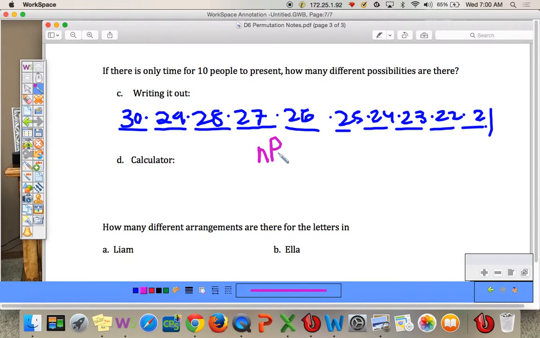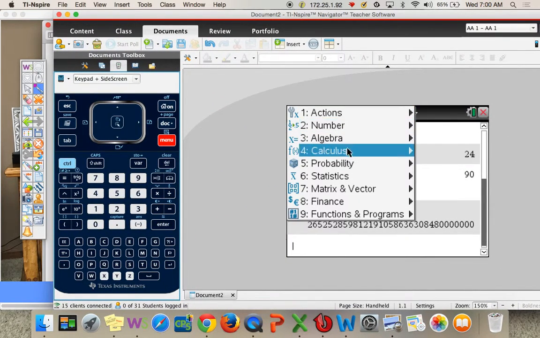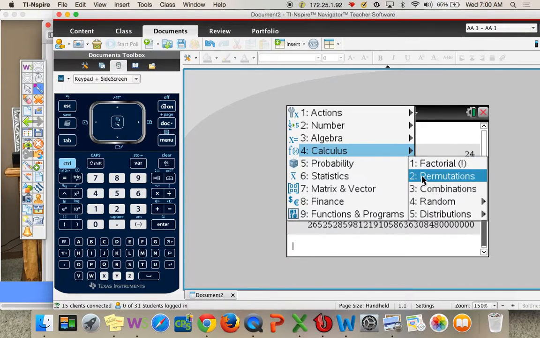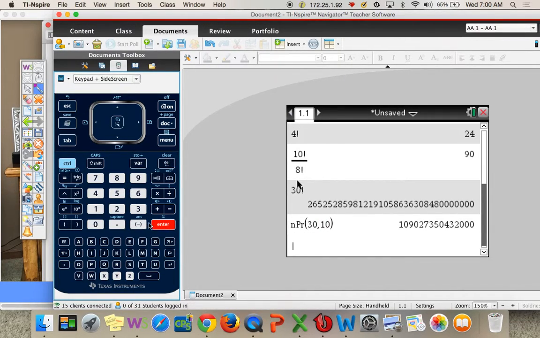We can use that nPr button. So again, n is the total numbers on our calculator. This would be out of 30 people. We're choosing 10. And so let's do that in our calculator. It's faster. So menu, probability, it's a permutation, order matters. Out of 30, we're choosing just 10 people. So 30 comma, whoops, and 10. Okay, still a really, really big number. Again, I'm not going to write that down, but still a lot of different possibilities.